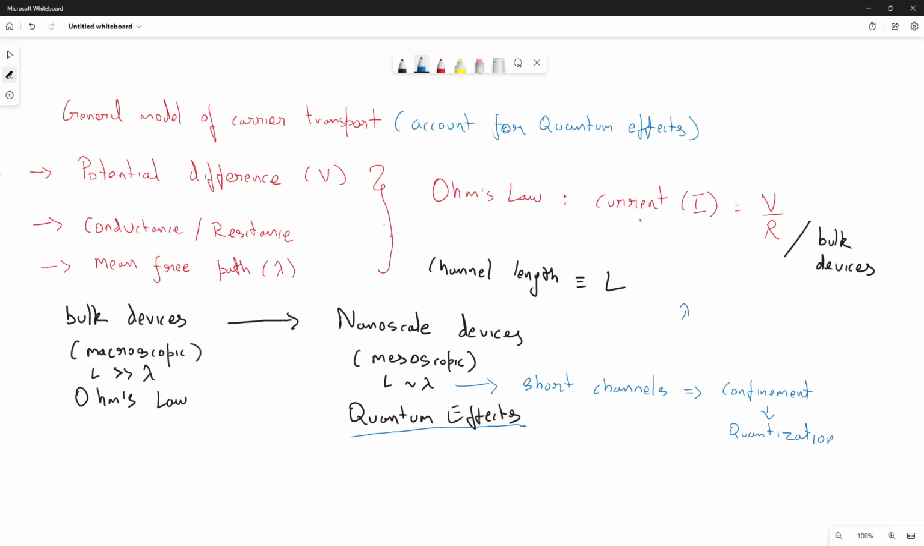Can someone tell me what lambda is, the approximate value of lambda? Nanometers, sir. Good. So 10 nanometers is a good approximation. Micrometers is actually pretty large.